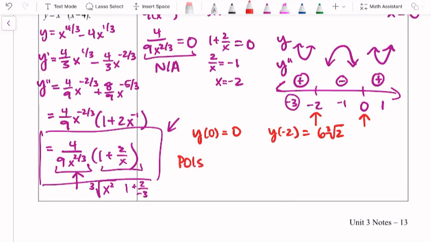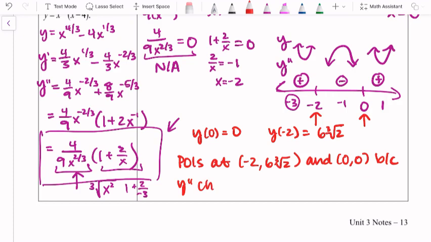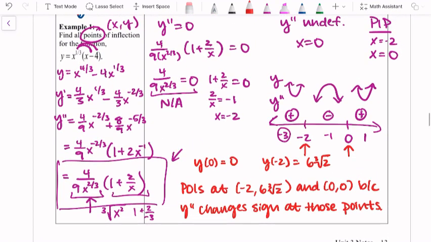Okay, so we're going to say that we have points of inflection, POIs, at the point negative 2, 6 cube root of 2, and 0, 0. And we're going to explain how we know. Well, it's because of our definition of a point of inflection, y double prime changes sign at those points. All right, so that is that example. In this case, this was just asking us to find points of inflection. Let's flip over to our next page.